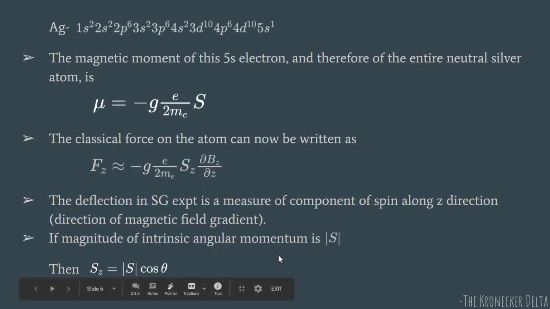We assume, which is a fair assumption, that their magnitude of spin is mod S. So the magnitude of intrinsic angular momentum for all these atoms is mod S. Then what we can write here is that the z component of spin is S_z = mod S cos theta, where theta is the angle between the z direction and whatever arbitrary direction your spin is pointing in.